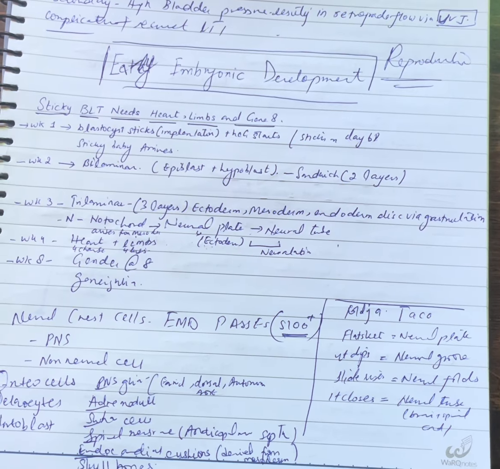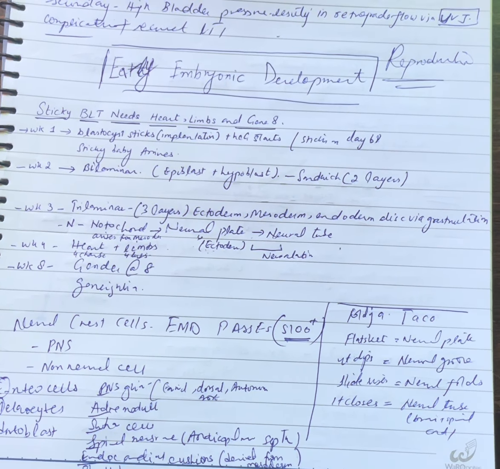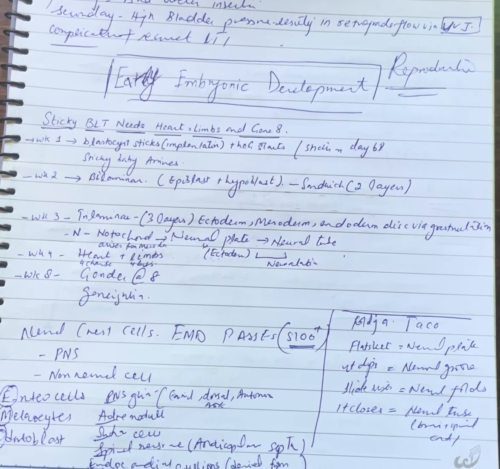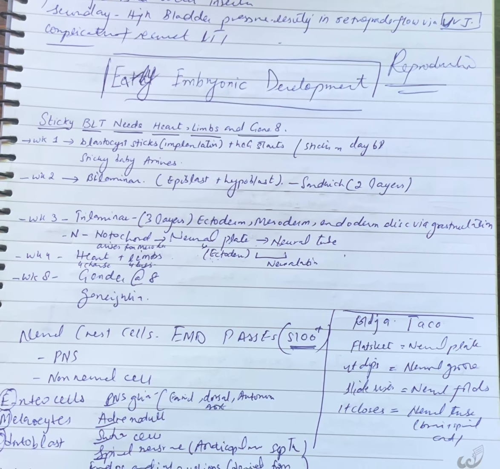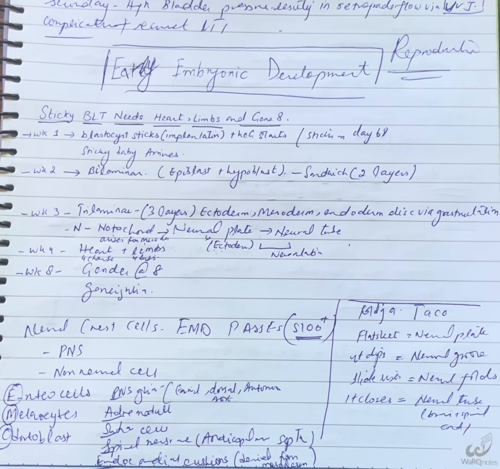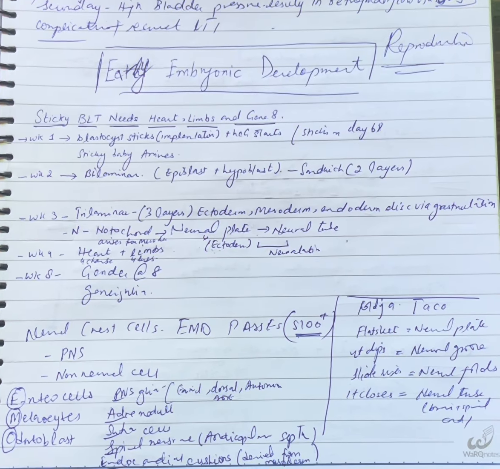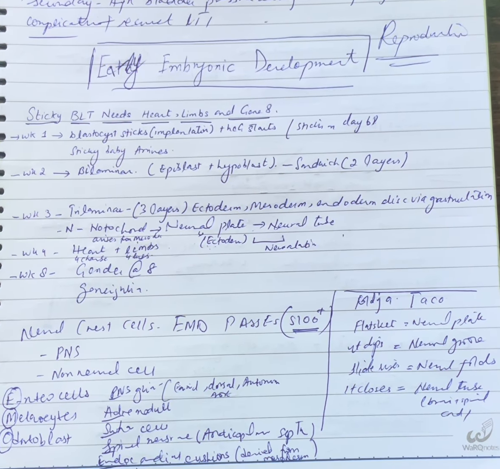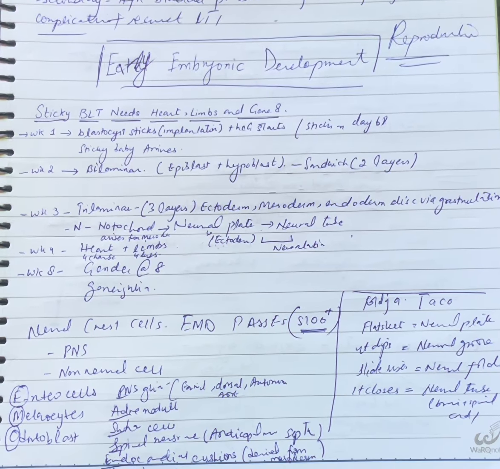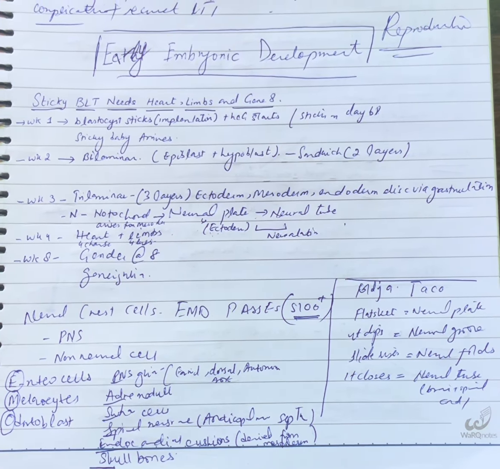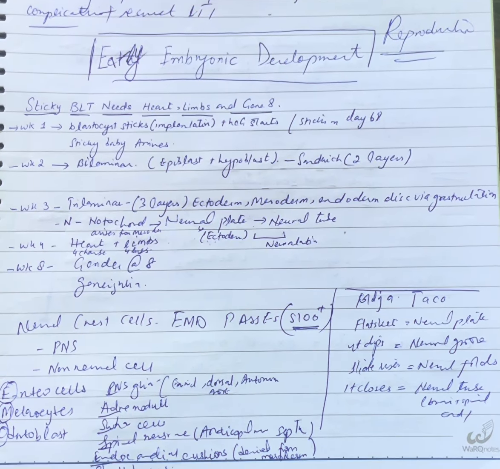And then in week 4 there is development of heart and limbs, and then in week 8 there is formation of the genitalia that define the gender. So you can remember gender at 8, or gene 8. So the mnemonic is sticky BLT needs heart, limbs, and gene 8. This mnemonic is for the early embryonic development.